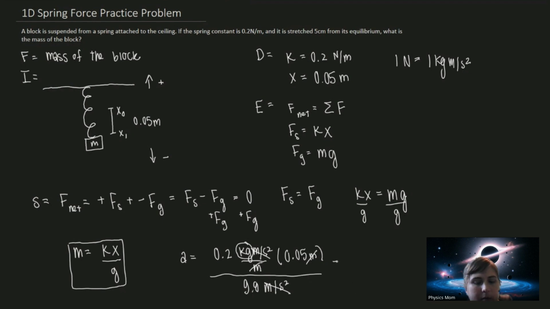And I get that the mass of the block should be 0.001 kilogram. Or, because that's so small, I could denote it in terms of grams too. If I multiplied it by 1,000, I get that this is essentially 1.02 grams. Either would be an appropriate way to answer that.